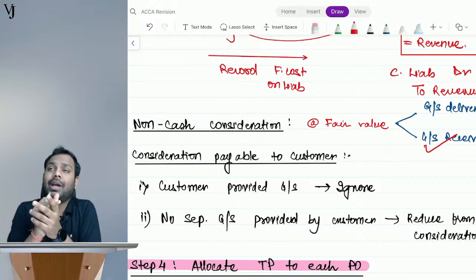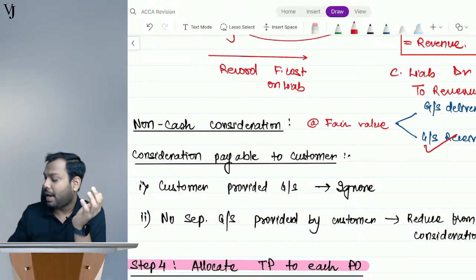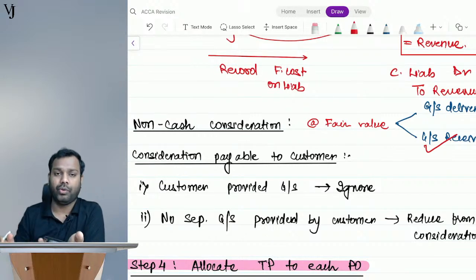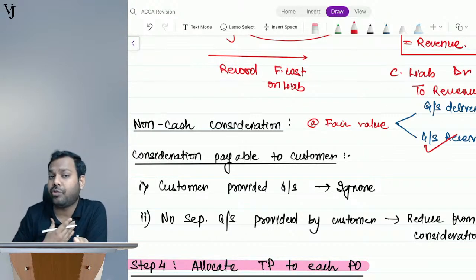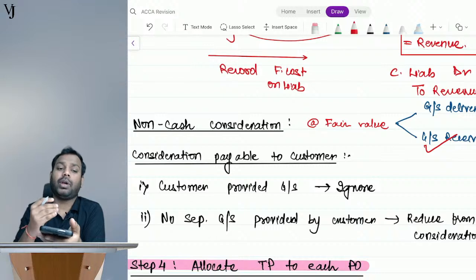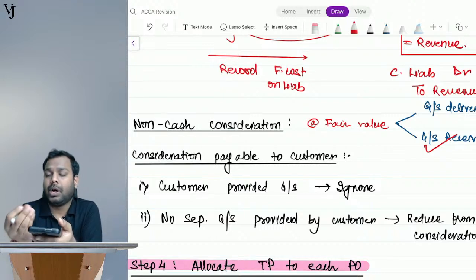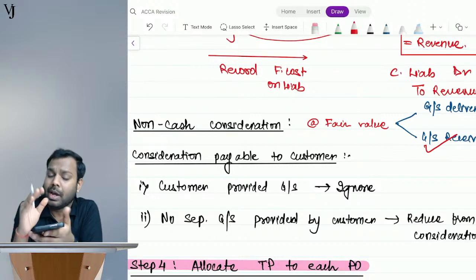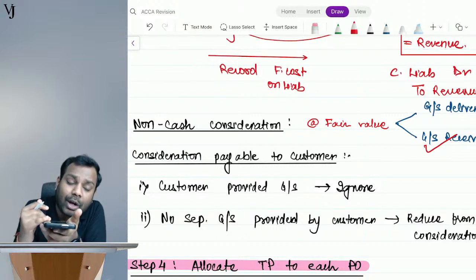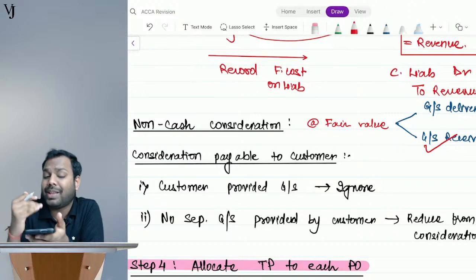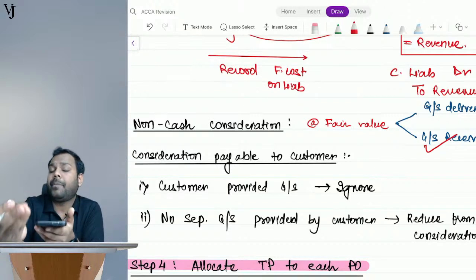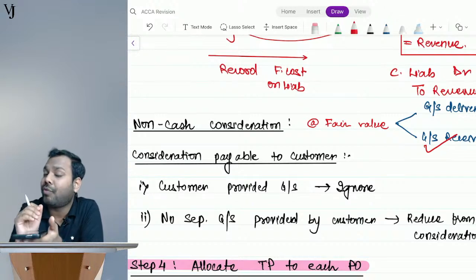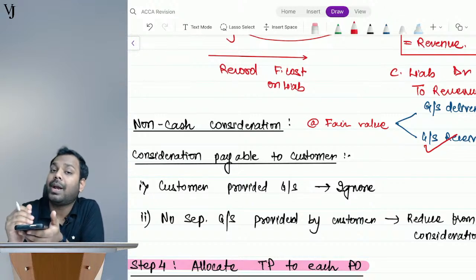The logic is, understand guys, let's suppose I want to sell this mobile phone to you guys. You will give me 10,000 in cash. So 10,000 will be my revenue. Let's suppose you gave me equity shares worth rupees 10,000. Though this mobile phone I know is worth 8,000, I can sell it for 8,000 only. But you gave me equity shares worth 10,000. So what will I do? I will record at 10,000, right?